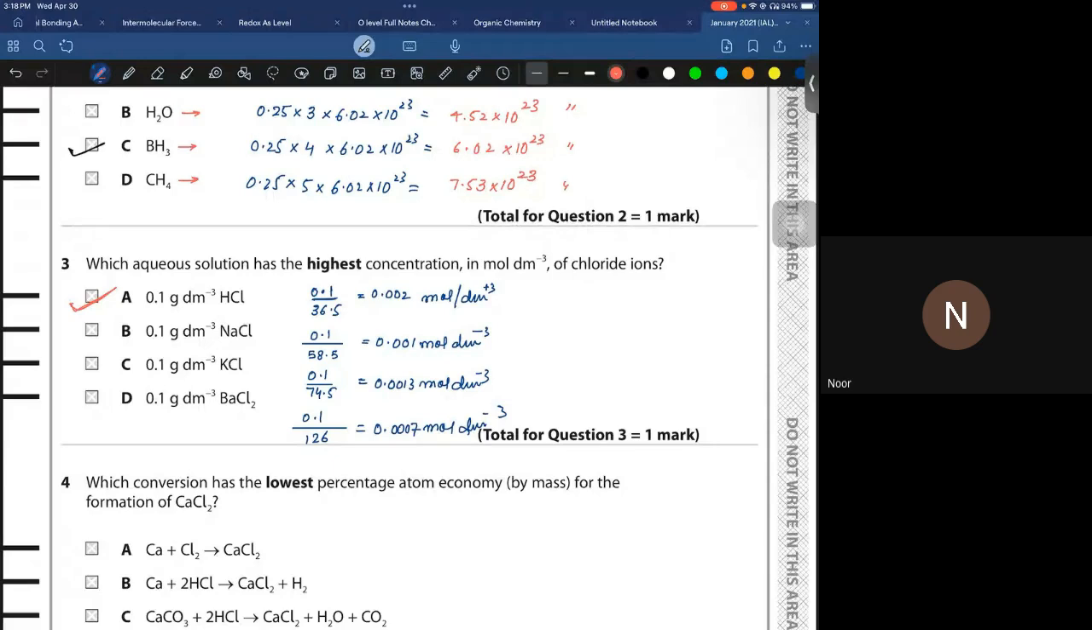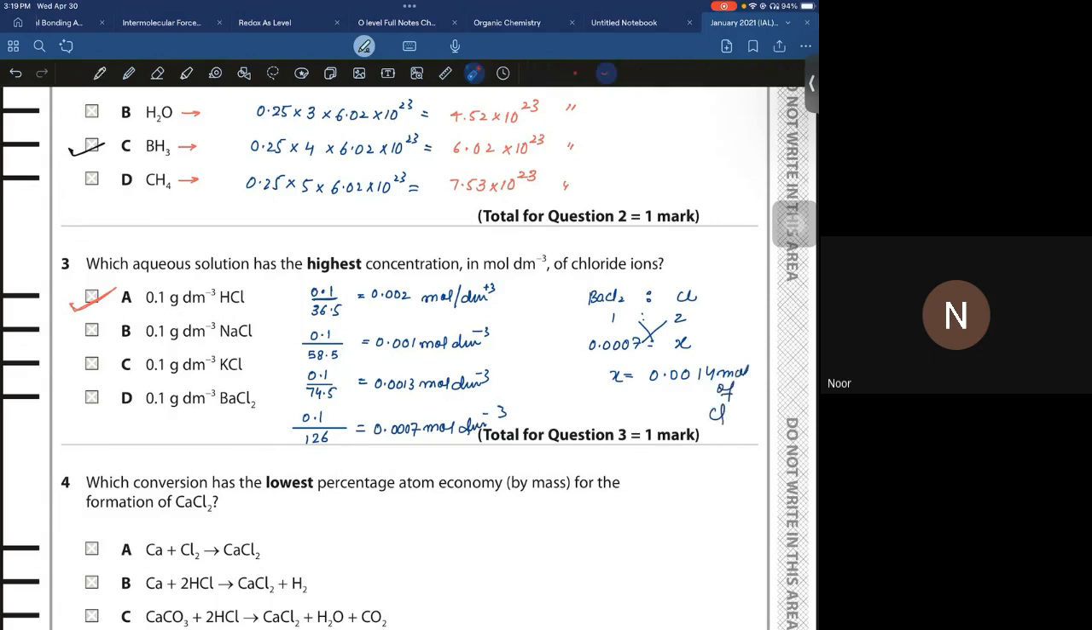And if you calculate the concentration for D, you would not be getting a greater answer. BaCl2 and Cl ratio is 1 to 2. I have the moles of barium chloride, that is this. I have to find out the moles of chloride. So the mole ratio is 1 to 2, so we would be getting 0.0014 mole of Cl.